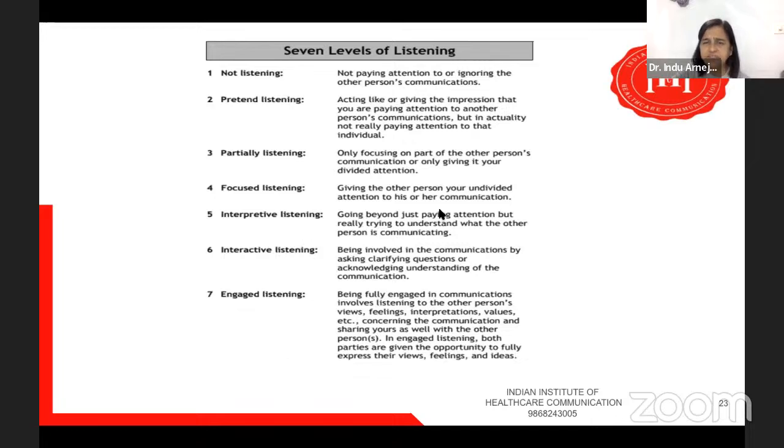Interpretive is when you're going beyond just paying attention to what is being said. Maybe you're trying to get more information, you're trying to interpret it. And interactive is where it is two-way listening, where you ask questions to clarify.